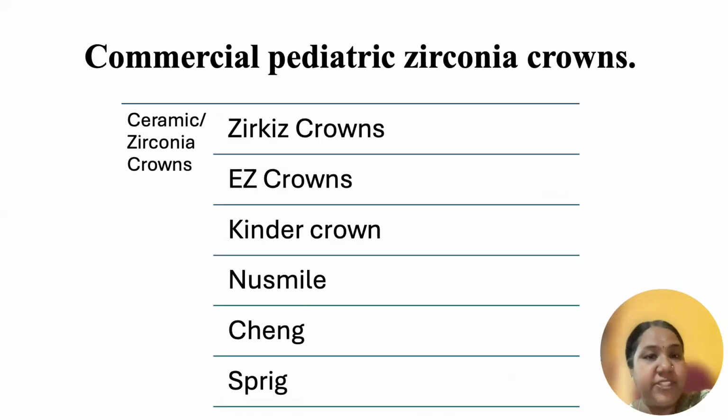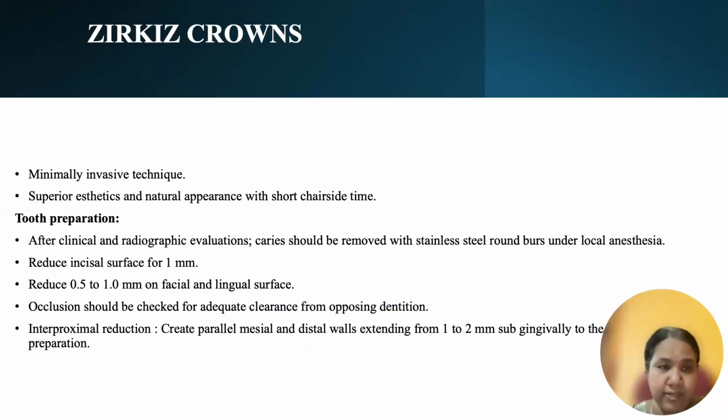So what are some of the commercial pediatric zirconia crowns which are available? Zirkis, EZ, Kinder Crown, NuSmile, Sprague, and there are a few more new zirconia crowns which are available. Zirkis uses a very minimally invasive technique and it has superior aesthetics. Here, circumferential reduction of about 0.5 to 1 millimeter is enough because it is slightly thinner. But again, remember, a small occlusal tapering is required, which should be parallel on both the mesial and distal walls, and the preparation should be about 1 to 2 millimeters subgingival for these crowns.